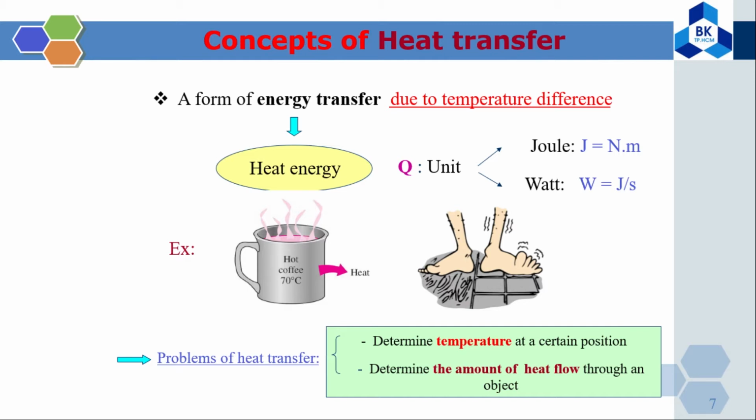Look at the picture. You have a hot cup of coffee, and the hot coffee is at around 70 degrees, while the surrounding temperature is about 25 or 30 degrees. So definitely there will be heat transfer from the hot coffee cup to the surroundings. We call that the heat transfer procedure.